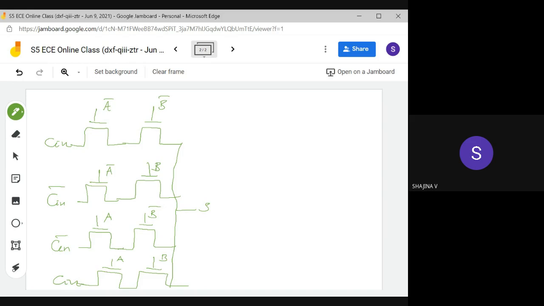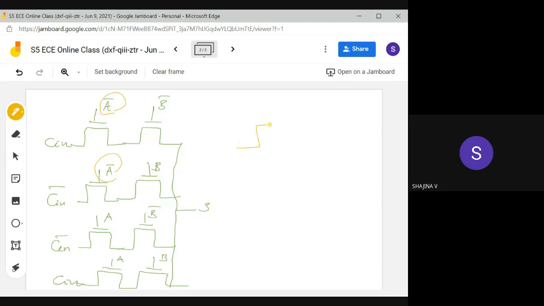Now, one more thing, you can simplify the circuit. Actually, namukku this much transistors avashyamilla. You can simplify the circuit. So I can draw my simplified circuit as, see, how can I simplify this? I can replace this one, right? This is A bar, this is A bar. Okay. So I can replace this with a single transistor, provided I have to change the position, right?